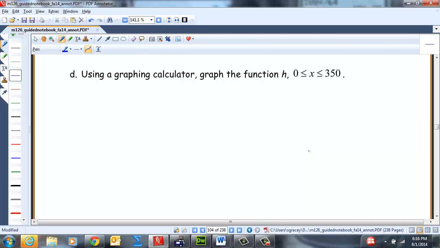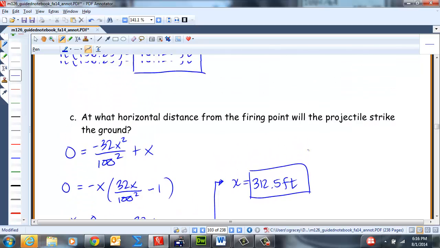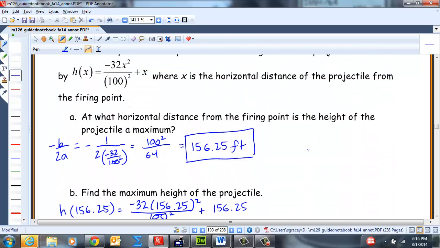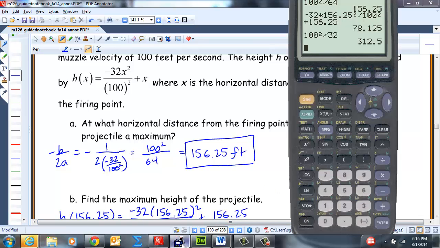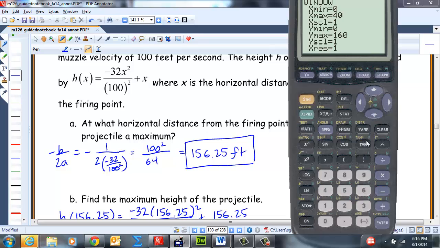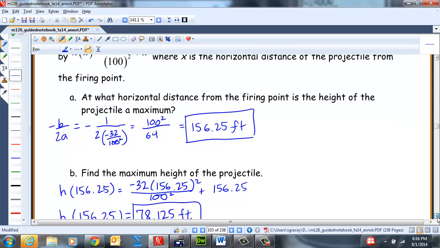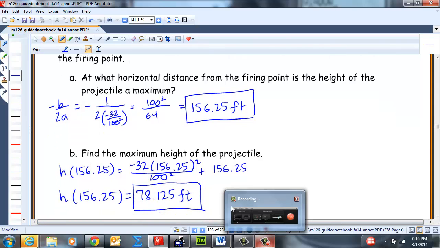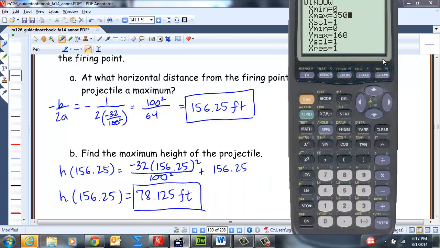Okay, so now let's go ahead and graph this equation. So I'm going to go back to what the original equation was, and they're advising us to use a window from 0 to 350. So we shall do so. So, let's see, window 0 to 350, and what was our maximum height so that we know what to do our y value in? Was just 78.125. So, for the y maximum, we'll just do 80.